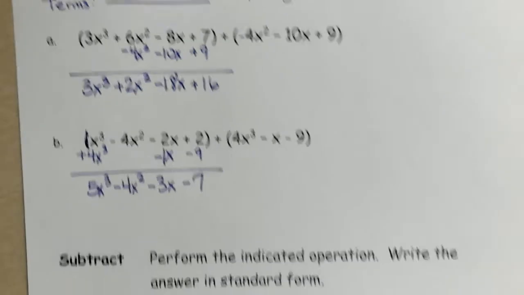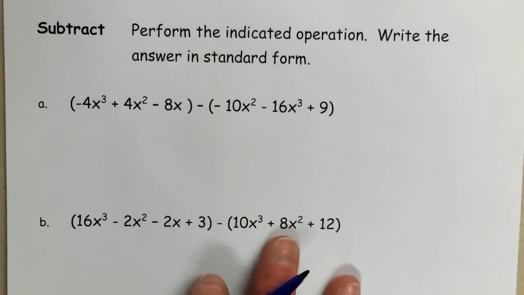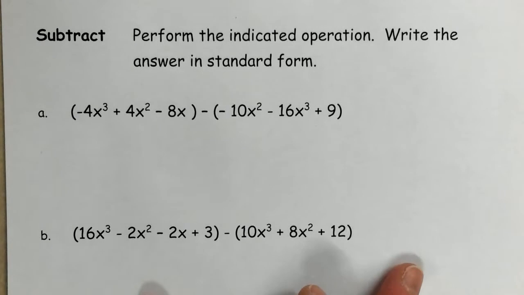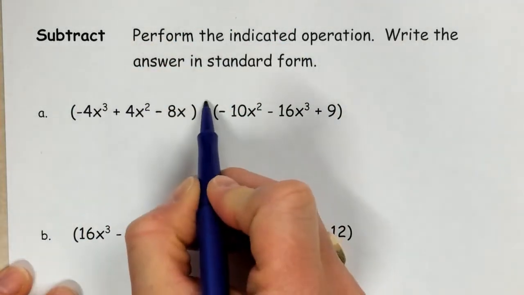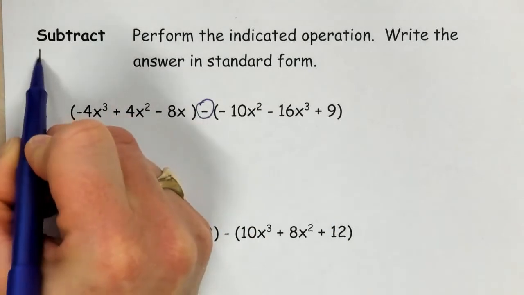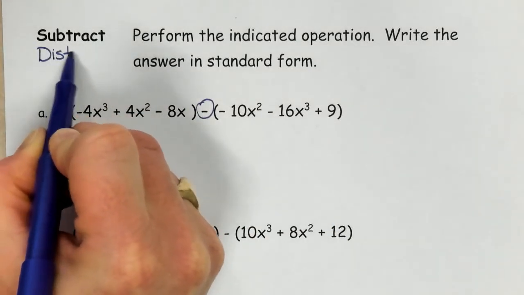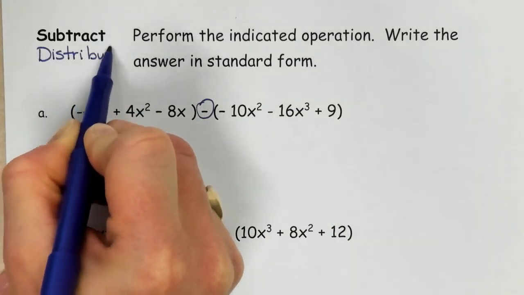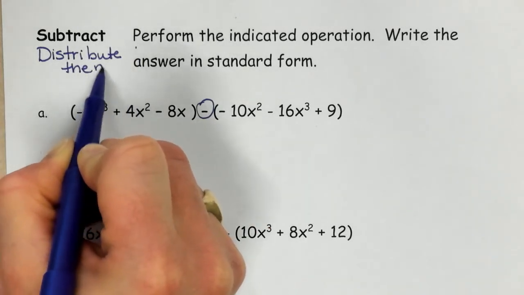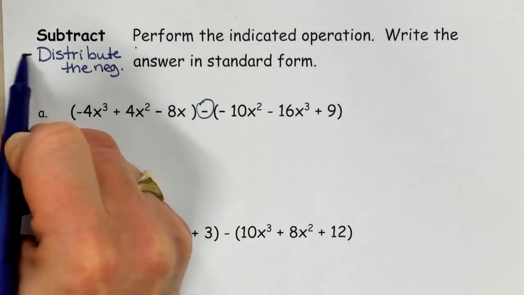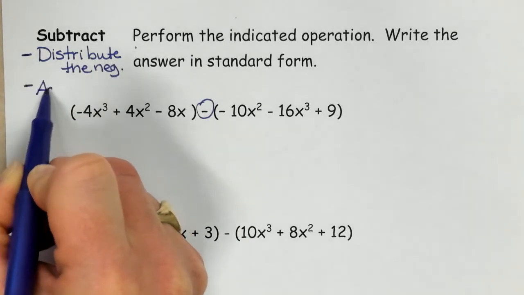Okay, onward to subtracting. Subtracting, there's one extra rule. We're going to have to distribute this negative, distribute the negative, then add like terms.